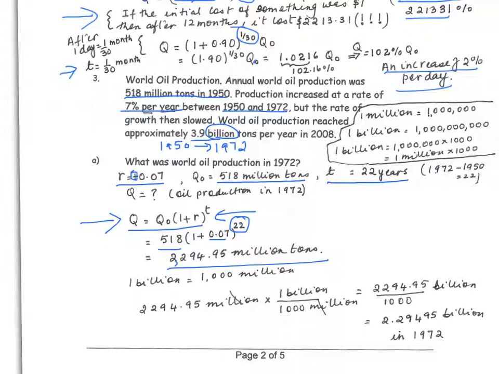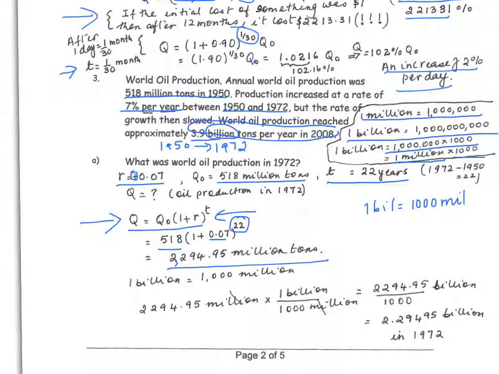Since the production of oil in 2008 is given in terms of billions of tons, let's compare it to that quantity, and it's easy to compare only if we change the units from millions to billions. 1 million is 1 followed by 6 zeros. 1 billion is 1 followed by 9 zeros. So we can write a billion by 1 followed by 6 zeros times 1,000, which is the same as saying 1 million times 1,000. So 1 billion is equal to 1,000 million.